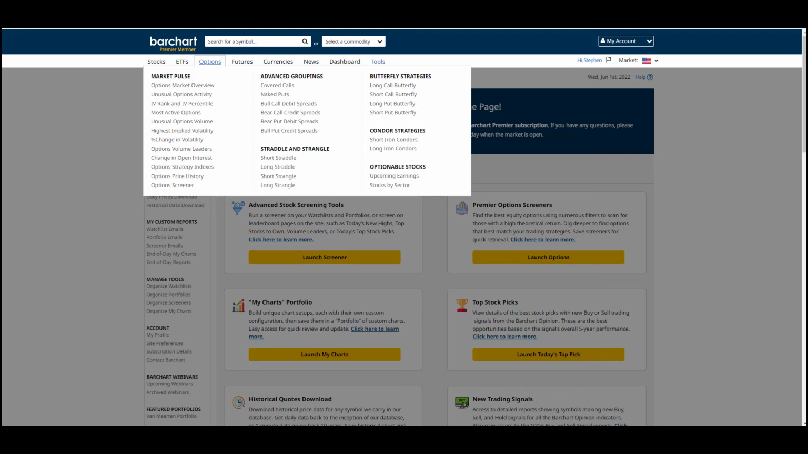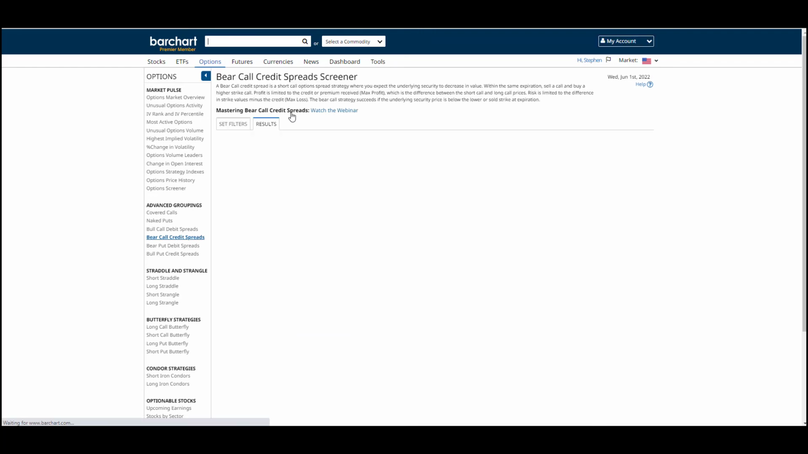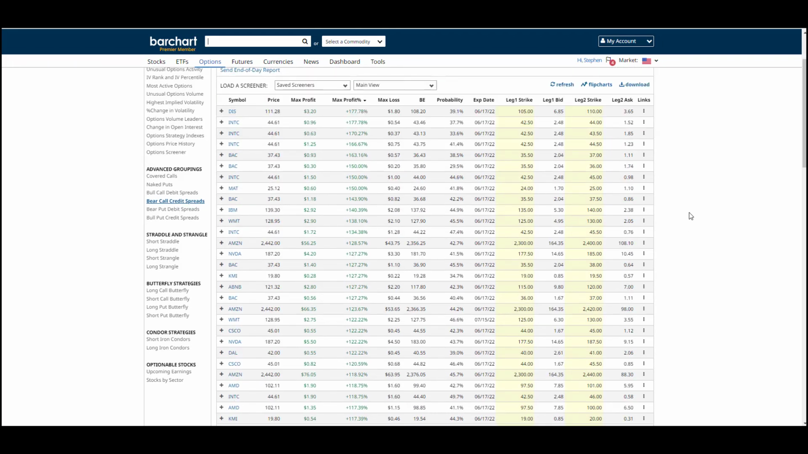Now I've got one in front of me here from a website called Bar Chart. If you go up to their options section, fortunately for us here, they've got all different types of strategies, and we have our bear call credit spreads, the one we're looking for. We'll click on that and it will produce a list of potential ideas for you, telling you the max profit, the percentage return as well, the expiries, the legs that you need to do to put that trade on. So that's one way of doing it.